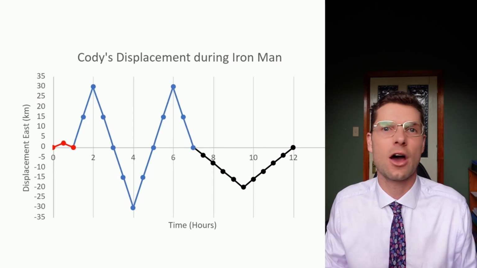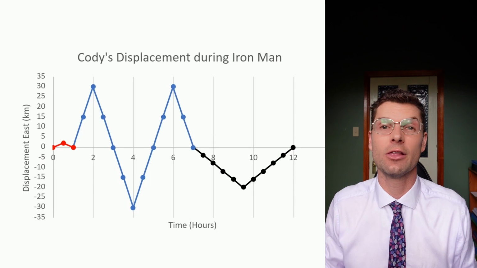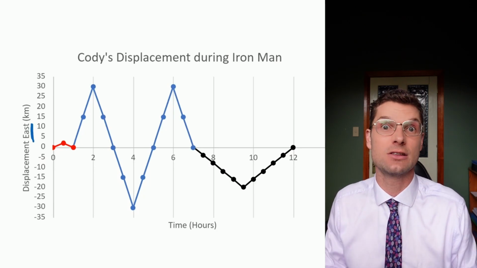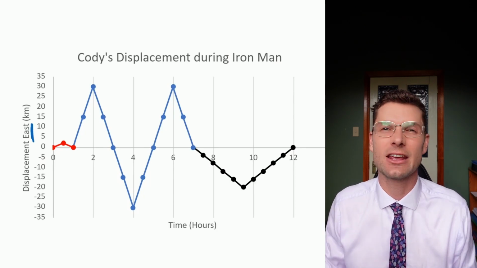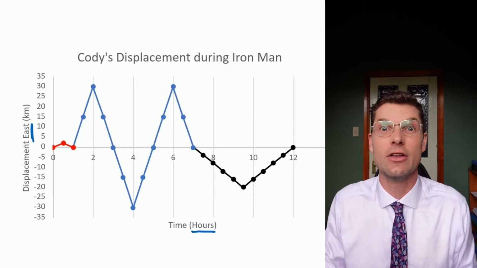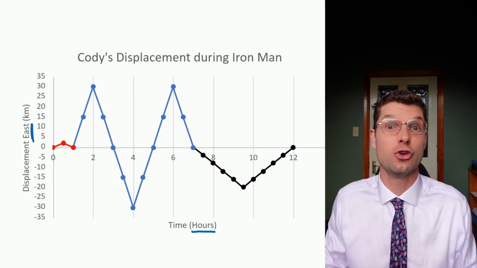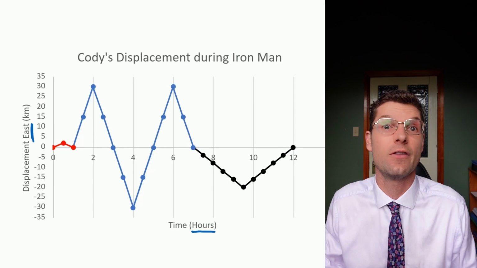And as always, anytime we're looking at a graph, we've got to be 100% on top of the units. So this one we're looking at displacement east. That is the positive direction, east, and that's going to be in kilometers. And we're looking at this over a number of hours. So Cody here finished in 12 hours, just a casual 12-hour stroll, and that's something that we're going to use to find out our speed and velocity for the entire race.